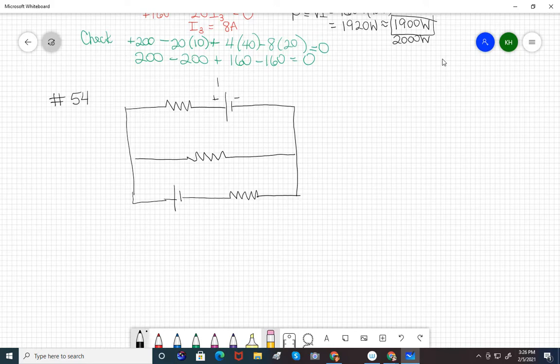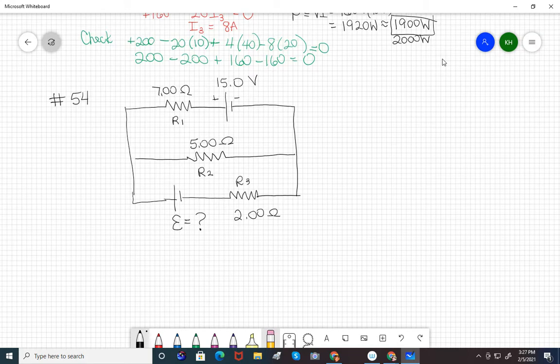This is a 15-volt battery. I'm going to call this R1 just so we can talk about it, and it's a 7-ohm resistor. Call this one R2. It's a 5-ohm resistor. Call this one R3. It's a 2-ohm resistor. This is an unknown EMF device.